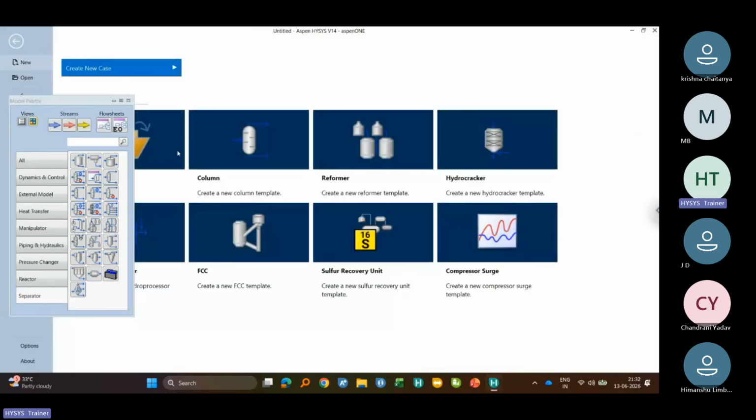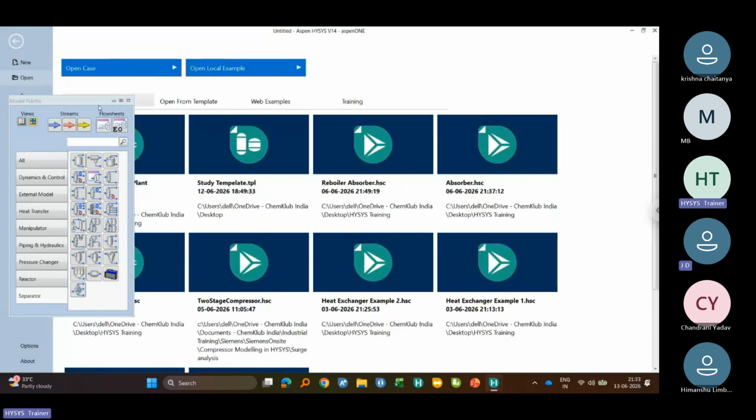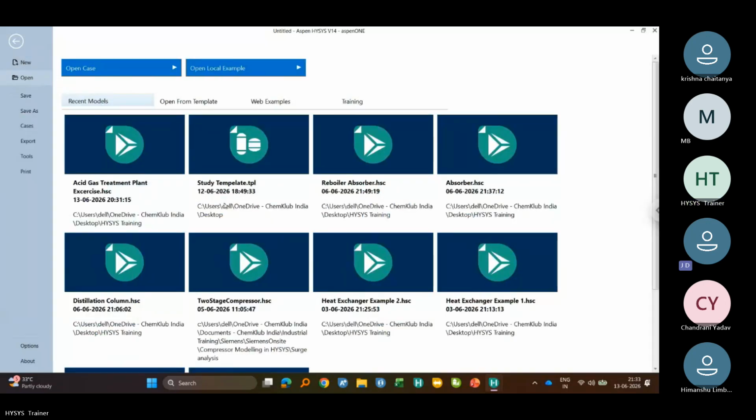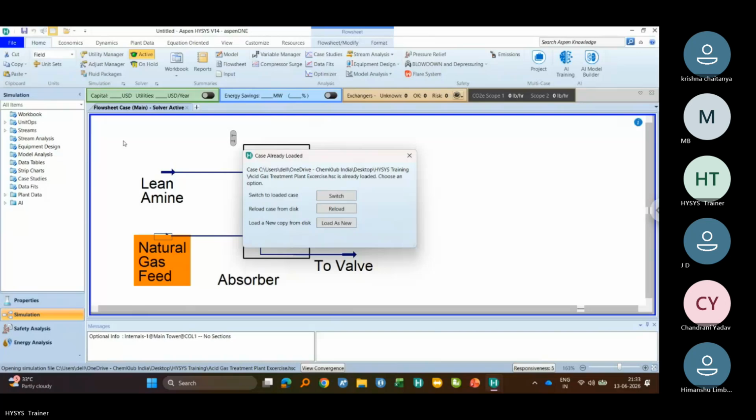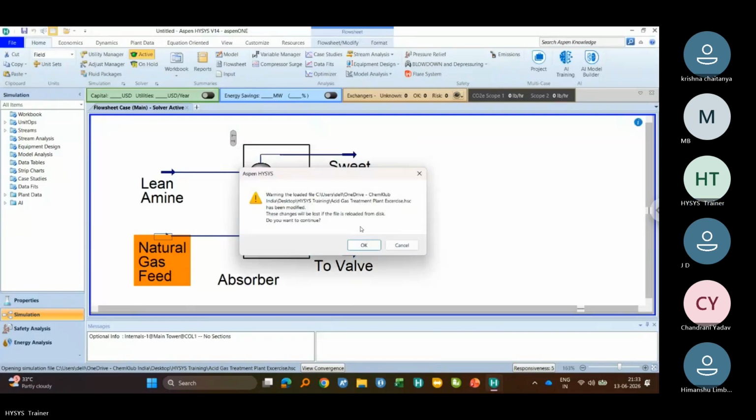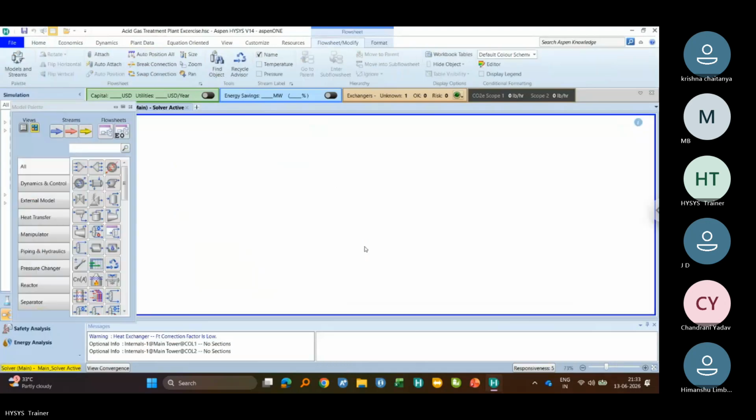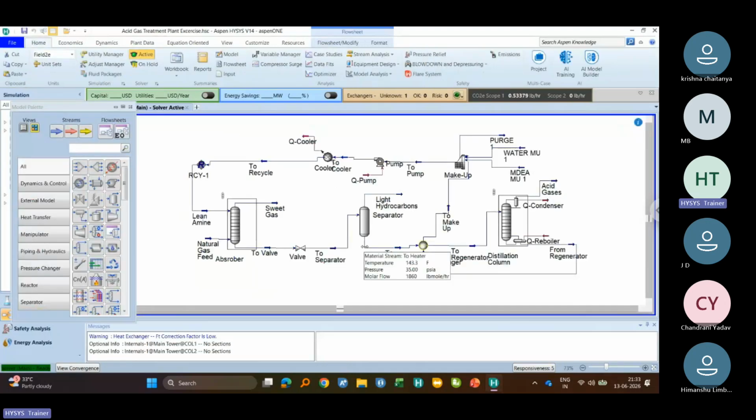So we will open our exercise again. This was the thing which we have simulated just right now.